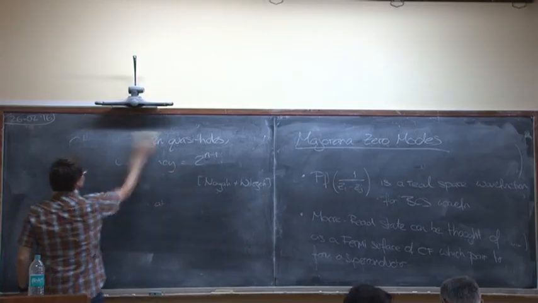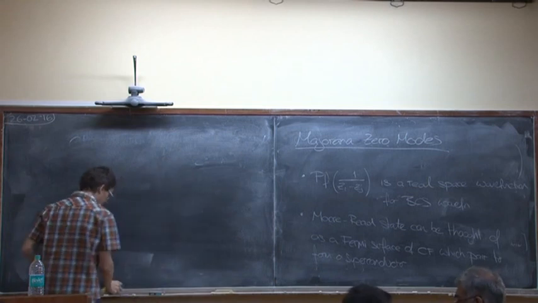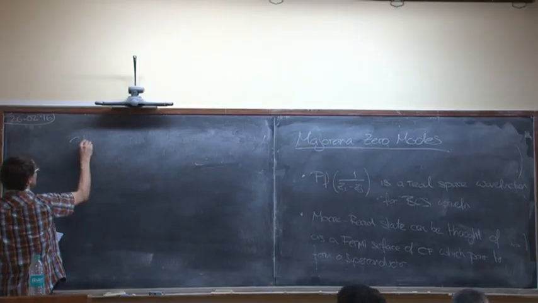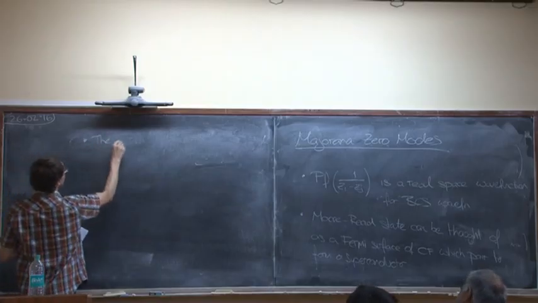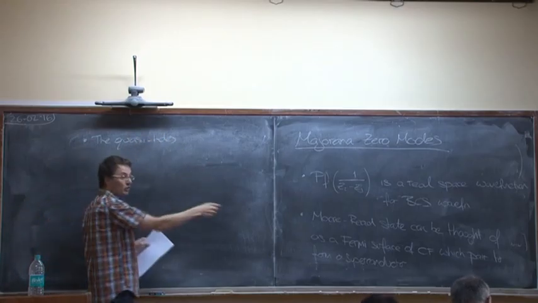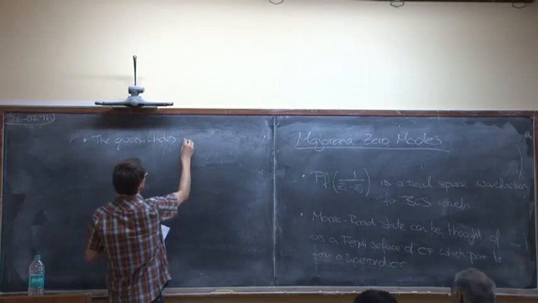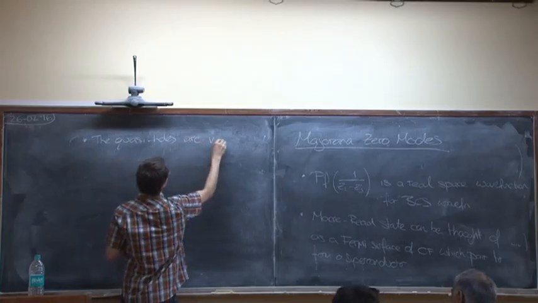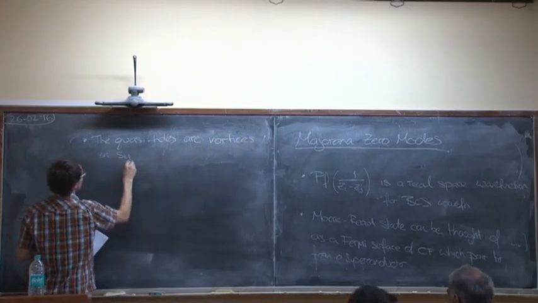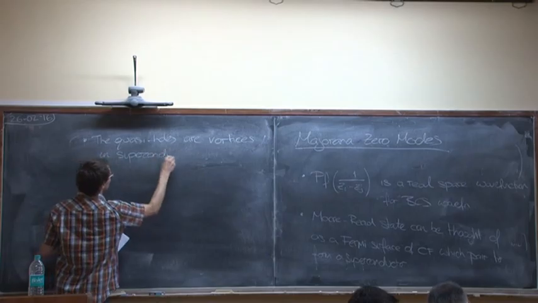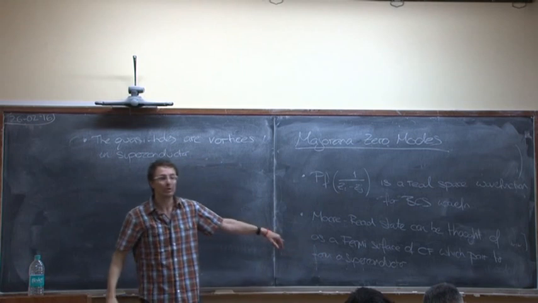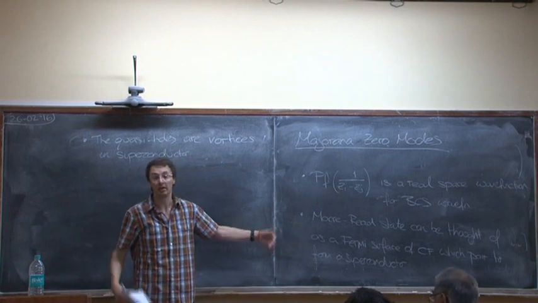The next statement is the following. The quasi-hole states we've been looking at arise in this picture as vortices. Vortices in the superconductor. And I should mention that the kind of superconductor you get is a type of P-wave superconductor, what's called px plus ipy.